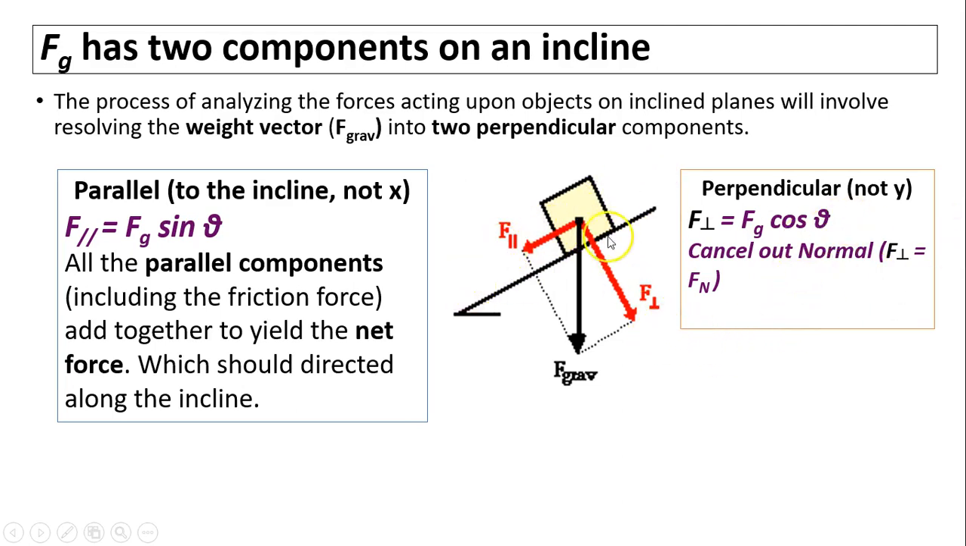The other one is perpendicular to the incline. A lot of people get confused. They think perpendicular is the y direction. It's not the y direction. We call that perpendicular to the incline. So perpendicular to the incline is this direction. This side and this one are the same, adjacent to the angle of the incline. They are the same angle. And therefore, F perpendicular equals Fg cosine theta. And this usually cancels out the normal force because the object is not moving perpendicular to the incline.